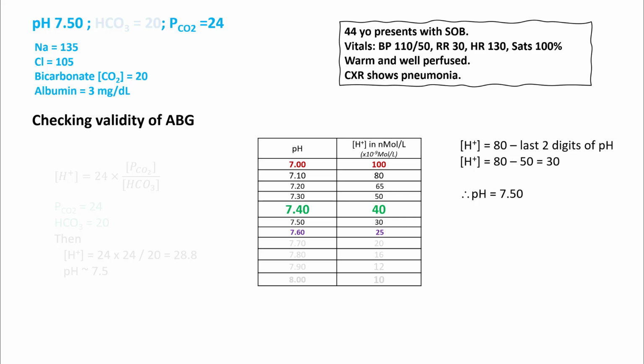You can also use the other formula that we discussed in the previous lecture, that is, the hydrogen ion concentration is 80 minus the last 2 digits of your pH. In this case, your hydrogen ion concentration is 30. And looking at the table, the pH that you get is 7.5, which is similar to the pH that we started with. So this is an accurate ABG.